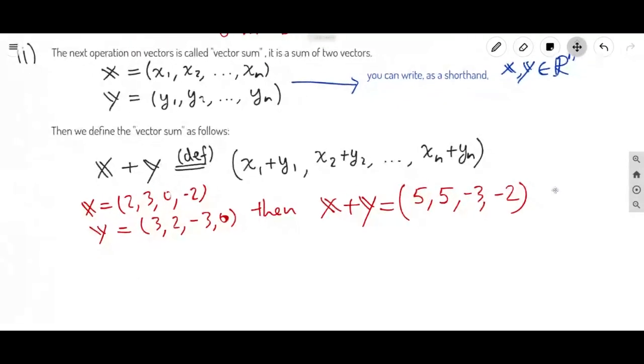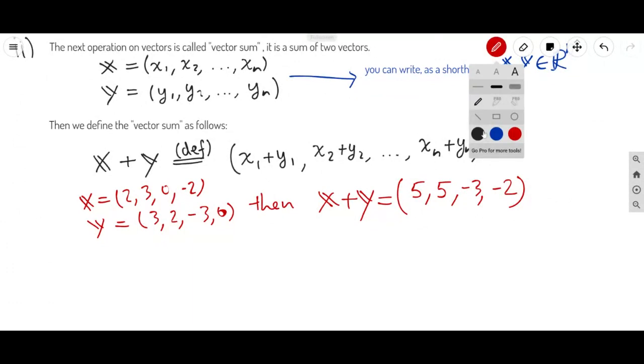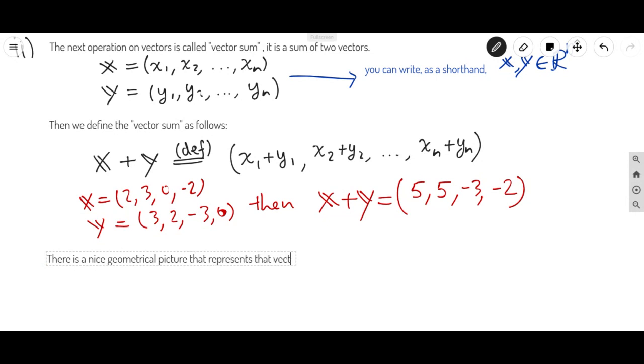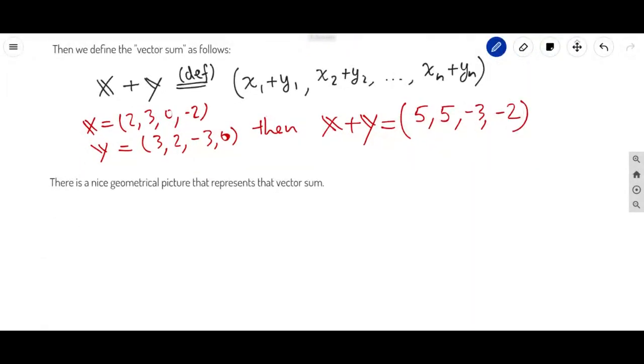And there's a nice way of visualizing vector sum. There is some nice geometry, a nice geometrical picture that represents the vector sum. You've probably seen this in a calculus course, but let me draw the picture for you again. It's a very nice picture. So that over there is your origin. Let's suppose out of that origin, we have some vector x, and then we have another vector.